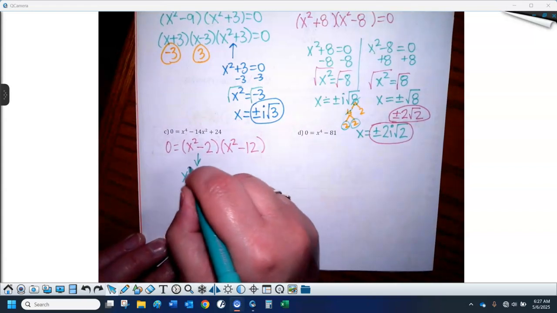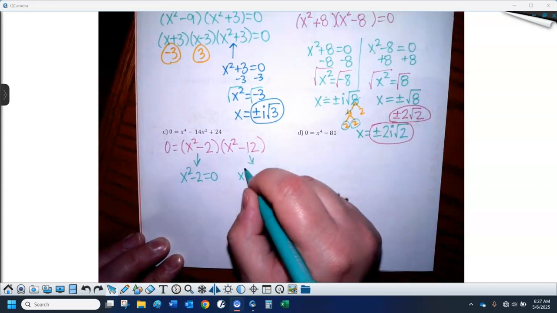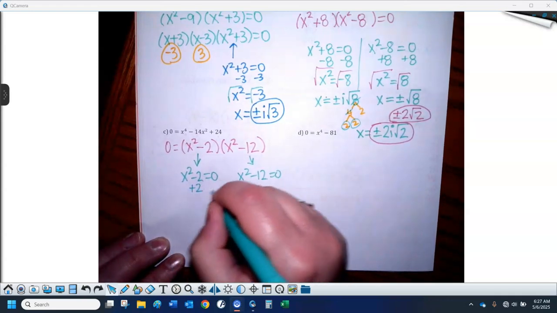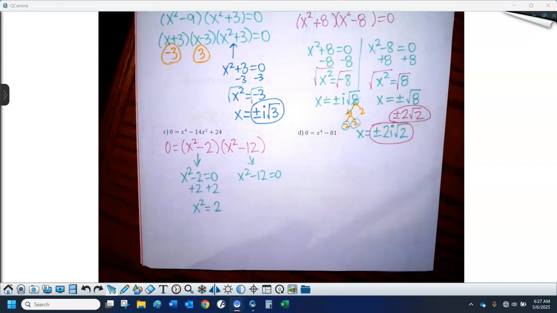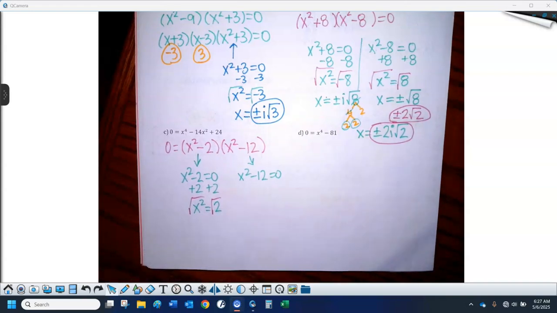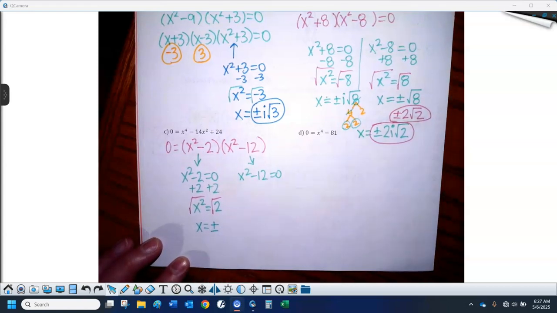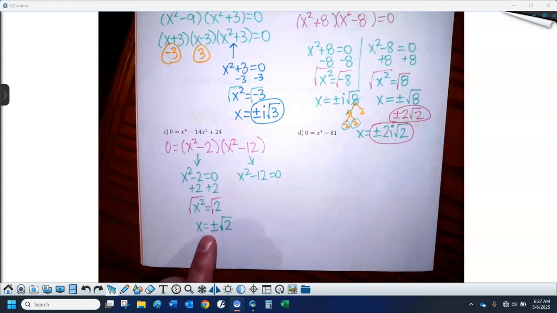All right, so if x squared minus 2 was 0, or here if x squared minus 12 was 0. So this one will be real quick. I'm just going to add 2. We're not going to have any imaginary solutions on this one because we're going to take the square root of a positive number. Now, 2 does not break down under a square root with a factor tree or anything, but because we introduced the square root, we do get 2 answers out of this. Could be positive square root of 2 or negative square root of 2.